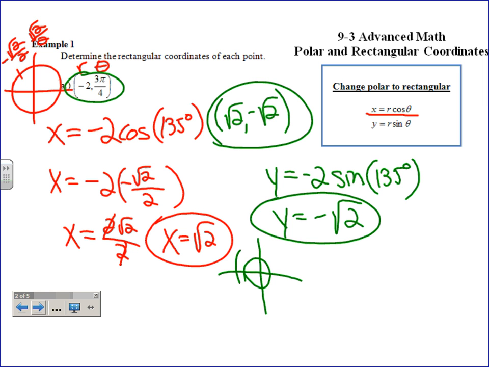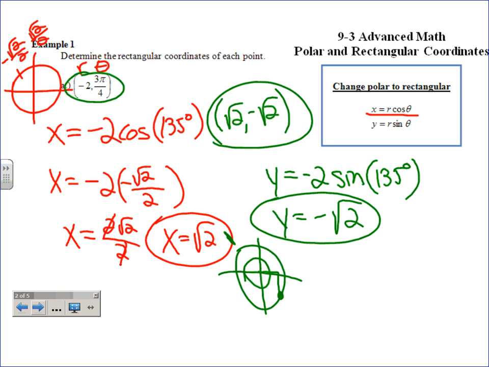So let's put some circles on here. 3 pi over 4 is over here. Do you agree with that? And negative 2 then means I'd be over here somewhere, correct? Do you think that would be possibly square root of 2 and then down square root of 2? Do you think that's very possible?